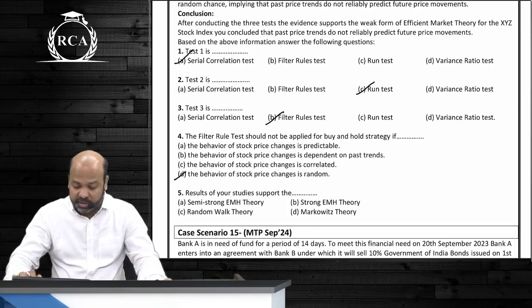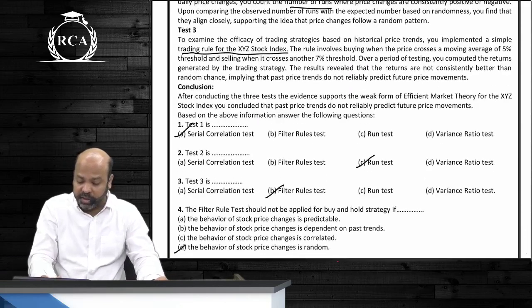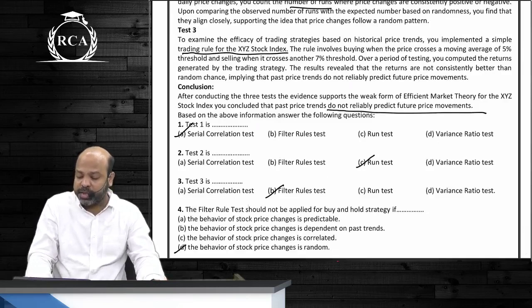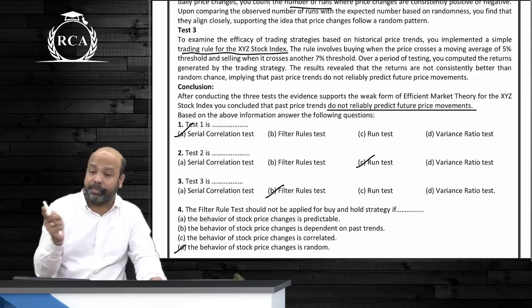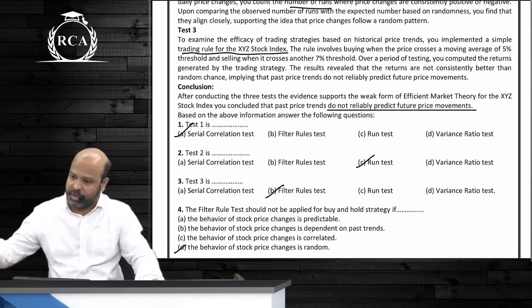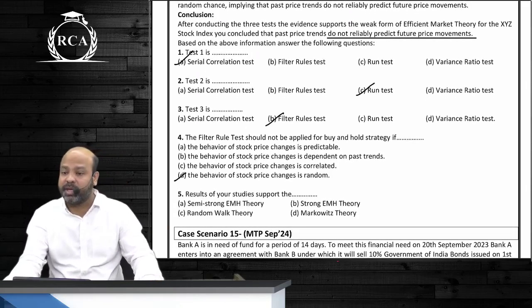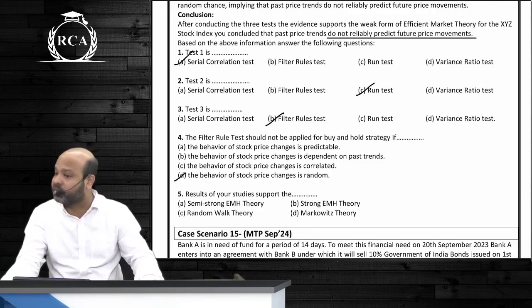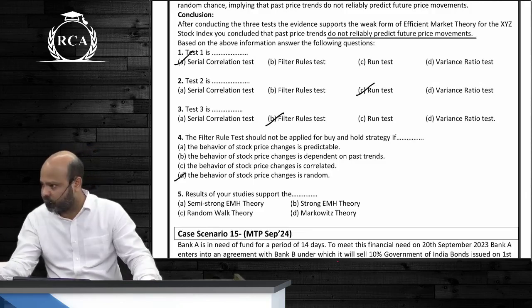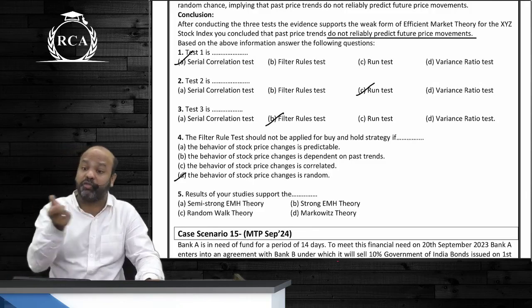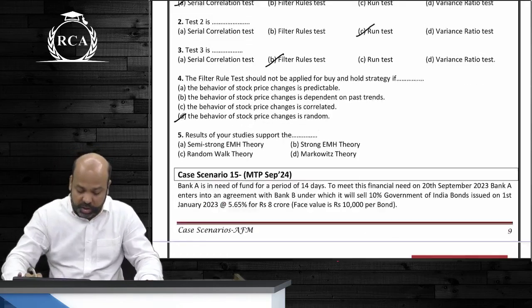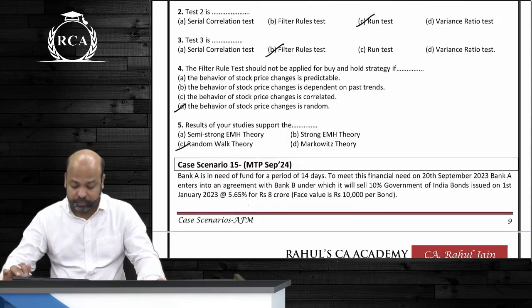Results of your study, guys. Results of your study: it says that it supports a weak form efficient XYZ stock index. You concluded that they do not reliably predict future price movements. That means past prices will not impact your future price. If past prices do not affect your future prices, it is the random walk theory. Random walk theory says the stock market can move like a drunkard person. It can go in any direction. So technical analysis does not work is what is given under random walk theory. So that is option C.